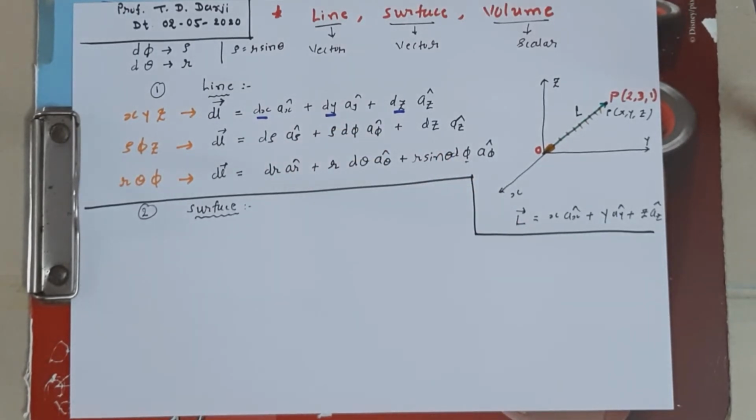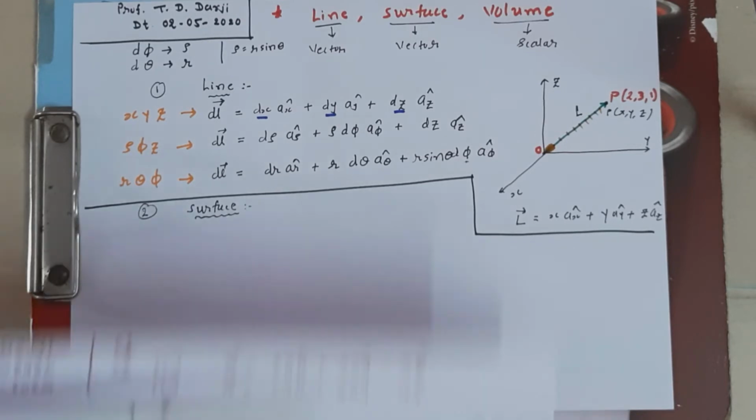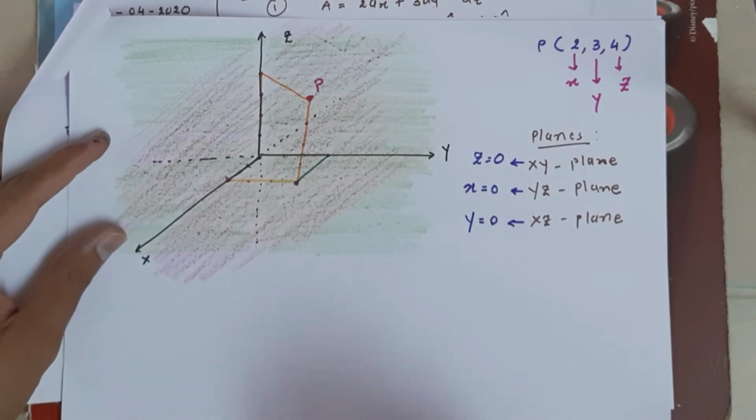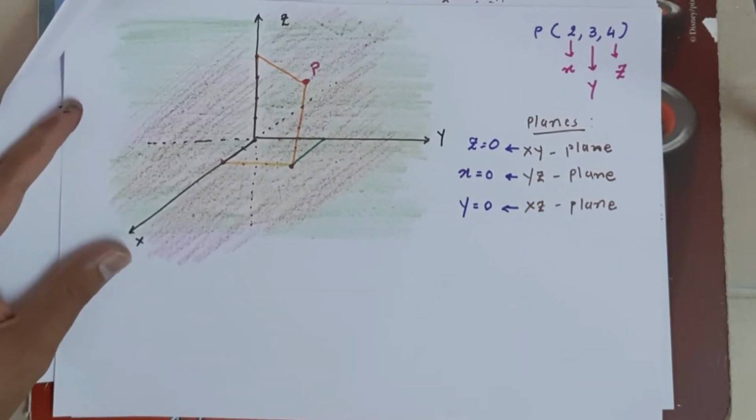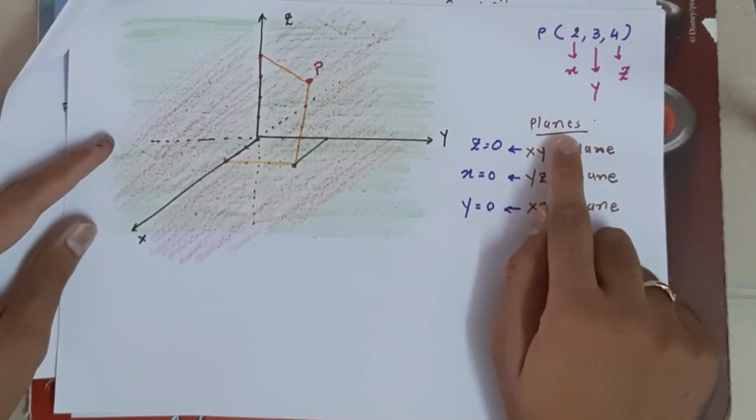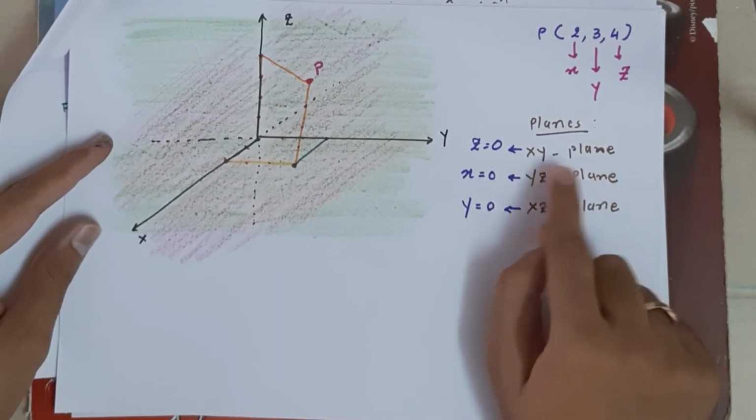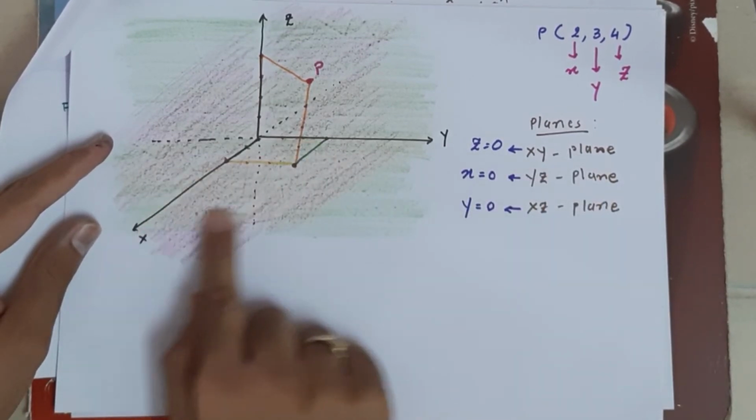Those topics we have already discussed in our last lecture. If you notice, how many surfaces or planes are actually present? In the Cartesian coordinate system there are three planes, or three surfaces, present. The XY plane, or you can say the XY surface, this surface.